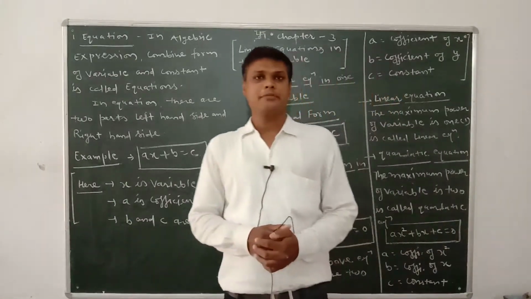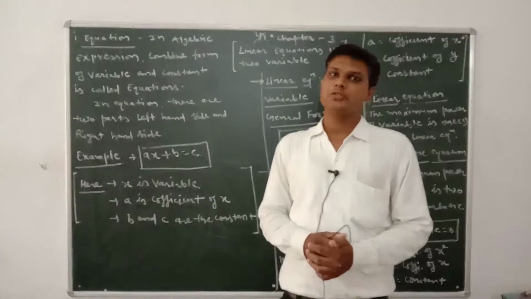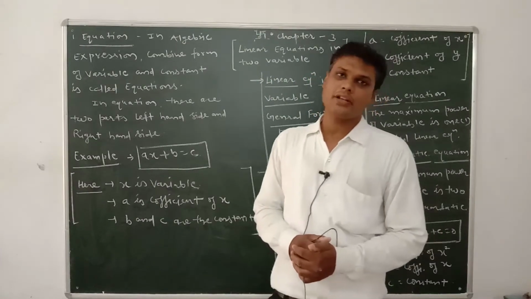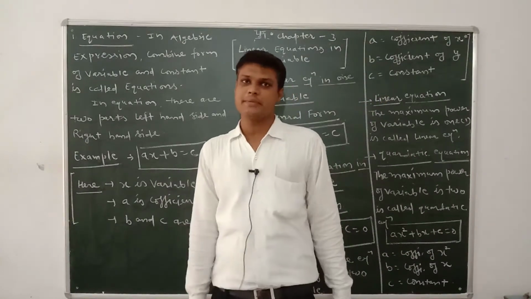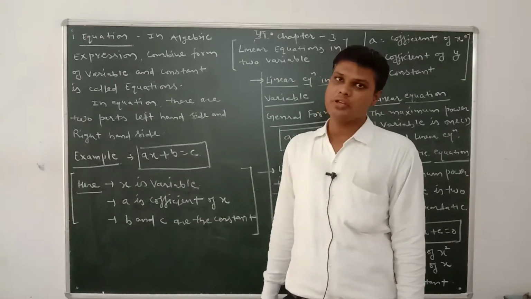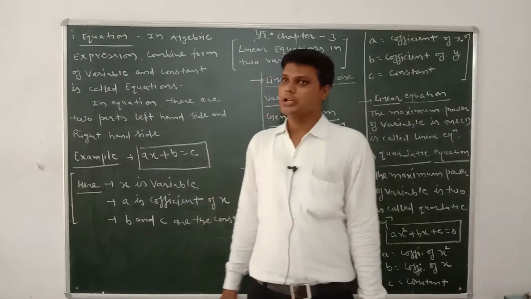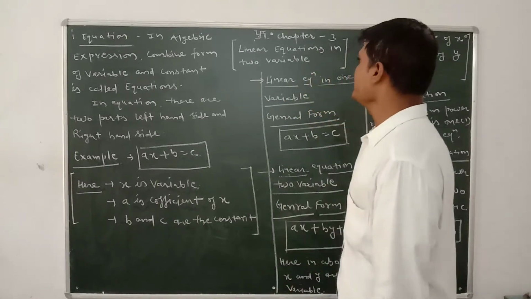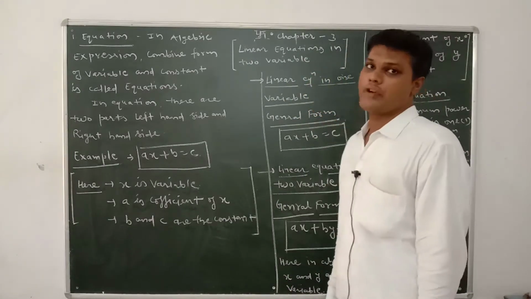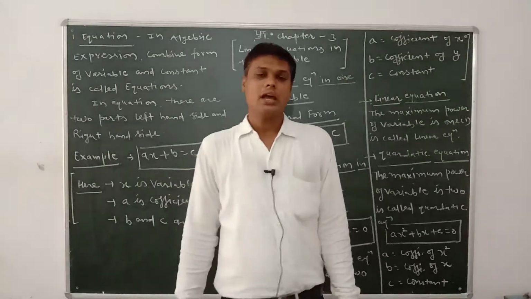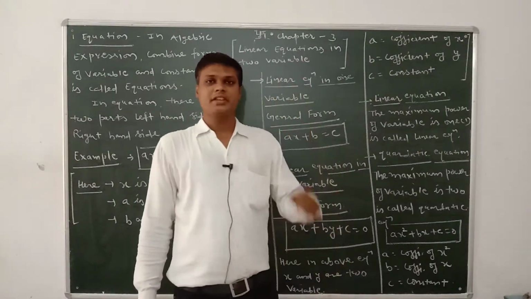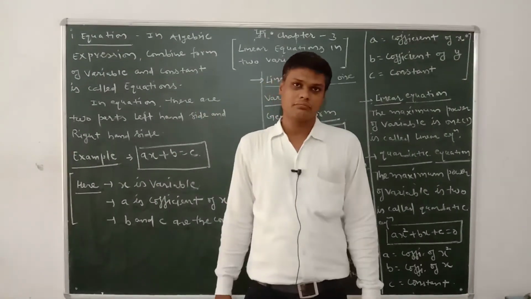We completed chapter number 1 and chapter number 2. Chapter number 1 is real numbers and chapter number 2 is polynomials. We completed those, and today we start chapter number 3, linear equations in two variables. ठीक है, today we start the chapter linear equation in two variable.